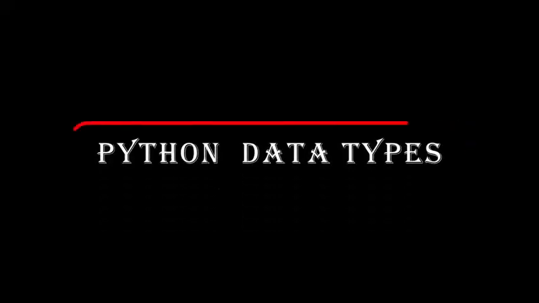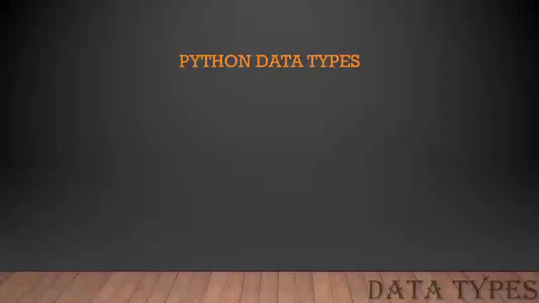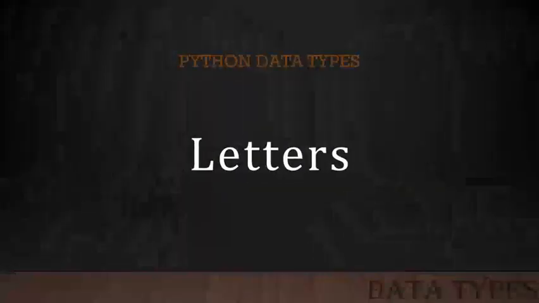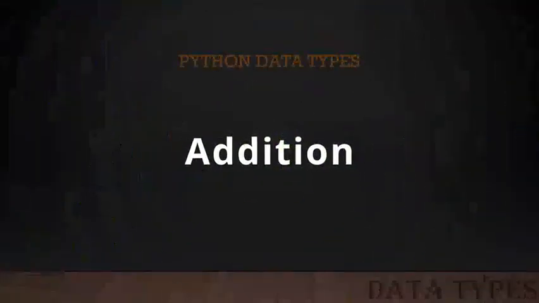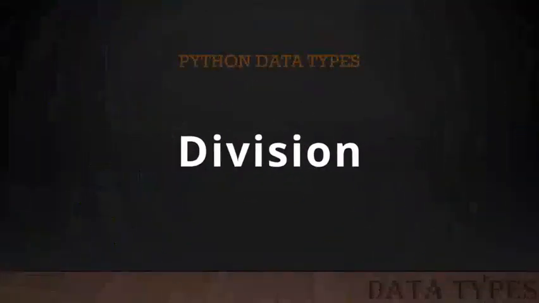So in this video, we will be seeing about Python data types. We deal with written information all the time, and probably don't think about the differences between numbers and text, that is, letters and words. There is a big difference between numbers and text in computers, because with numbers you can do arithmetic operations like addition, subtraction, multiplication, and division.